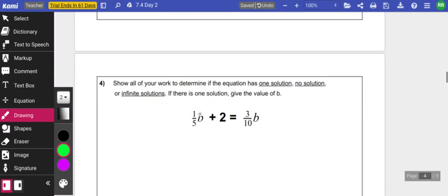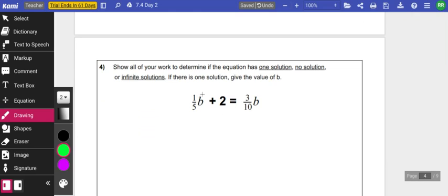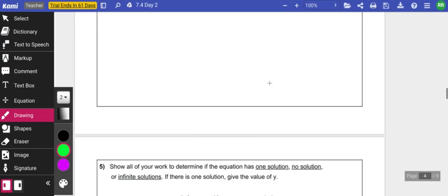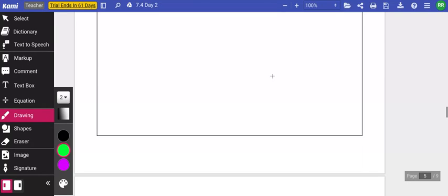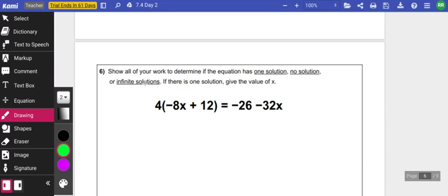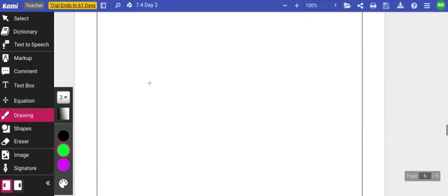Okay, so you try the rest. Like we've been doing, determine how many solutions there are, and if there's one solution, give the value for that variable. Okay, number 5, looks like here you're going to have to distribute the 8. If there's one solution, then give the value for y. If there's no solutions, write no solutions. If there's infinite solutions, write infinite solutions.